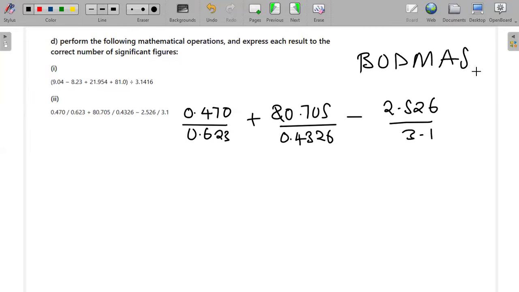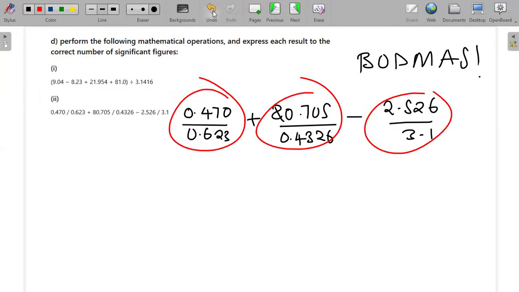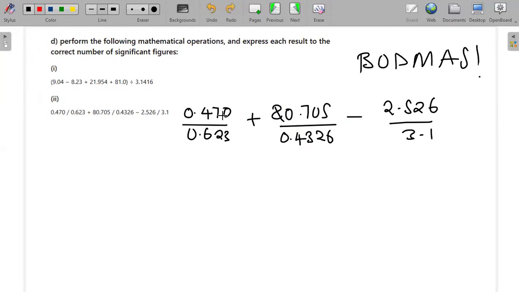Okay, so we always follow what you guys used to call BODMAS. You remember the BODMAS? We follow it. So brackets, order, division, multiplication, addition, and subtraction. So we are going first to start by dividing, and then we can add and subtract. So here, how many significant figures can I see? 3 significant figures. Even here, 3 significant figures. So it means the answer that I should get should also have 3 significant figures.